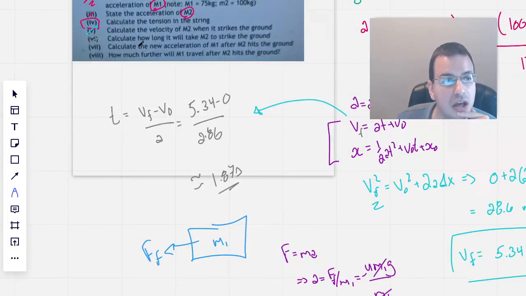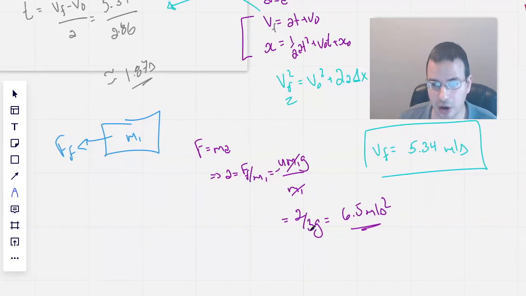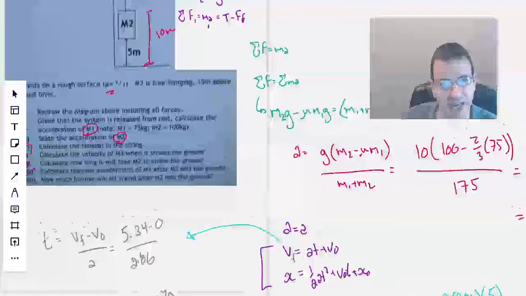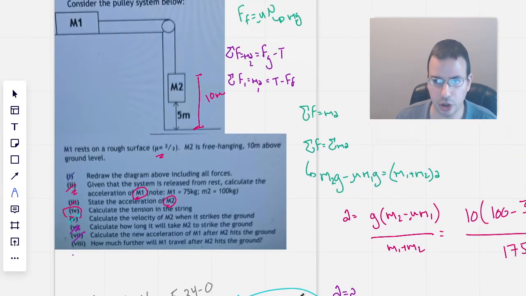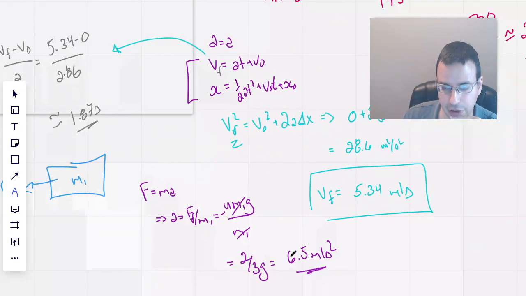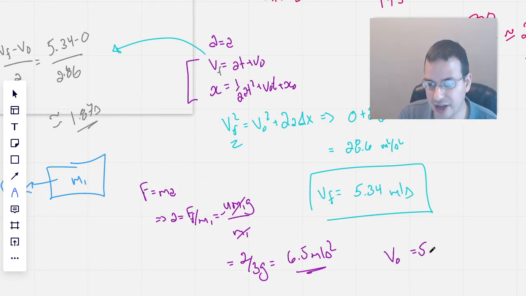So then, we've got the new acceleration. How much further will it travel after m2 hits the ground? Okay, so now, since these are connected by a taut string, is tight and taut the same? Maybe in this case. That's okay, we're not going to focus on that. We know the speed of m2 is going to be the same as m1 the whole time, because they're connected by a string. And therefore, I'm going to assume that v initial for mass 1, when mass 2 hits the ground, is going to be 5.34 meters per second, just like up here.